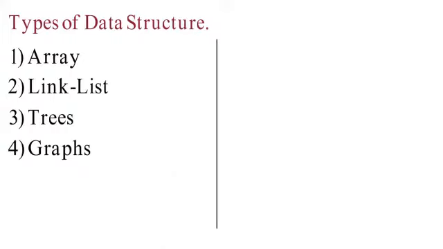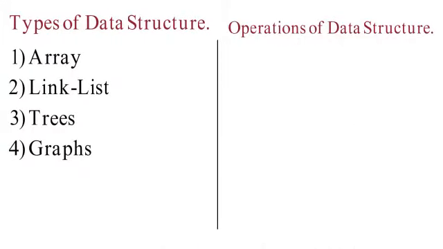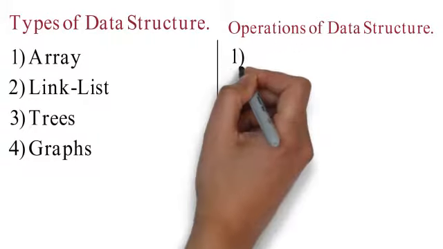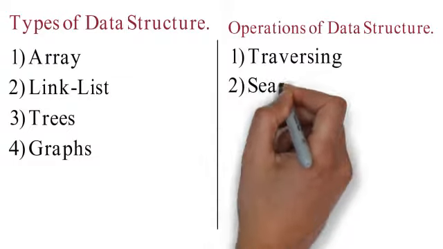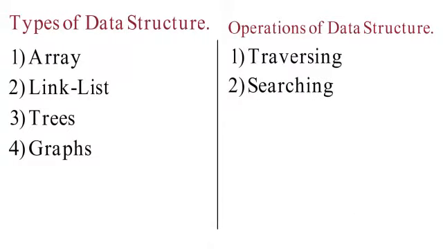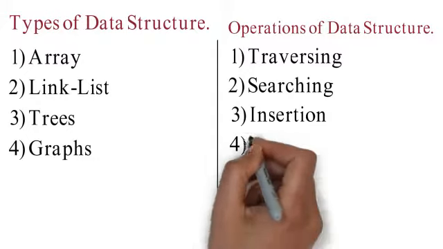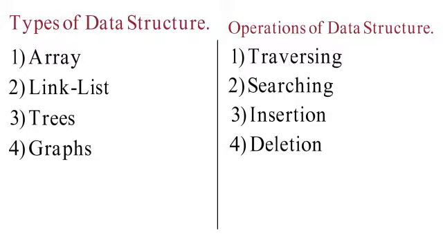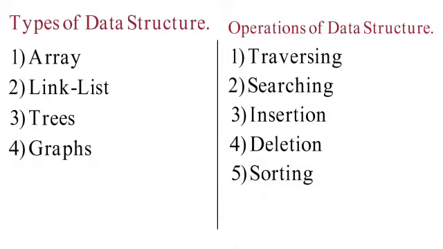You perform some operations on a data structure. The operations which we perform on a data structure are basically 6: traversing, searching, insertion, deletion, sorting, and the last, merging.